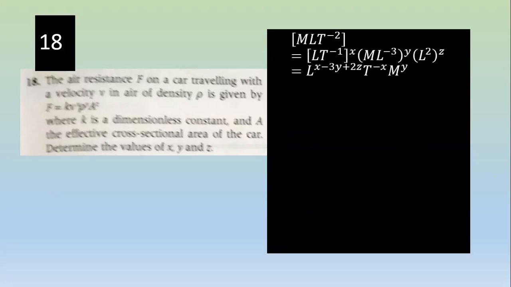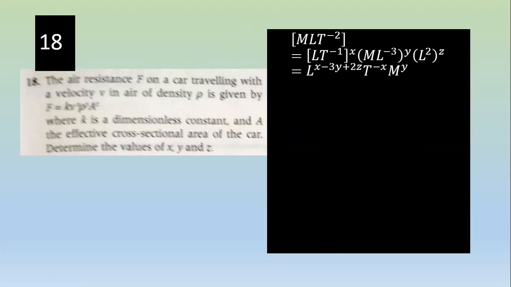Okay. Find your dimension for force. Right? Dimension for force is MLT minus 2. And then K doesn't have any dimension. V is the speed, right? Speed to the power of X. And your rho. The force is kg m s minus 2. That's why it became MLT minus 2, right?